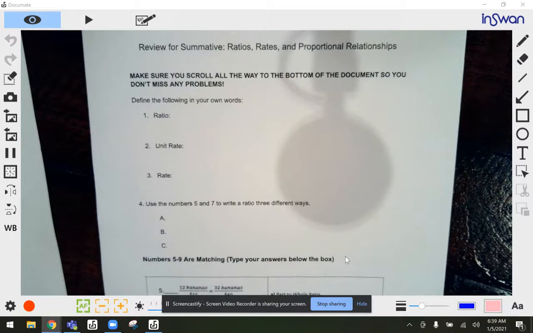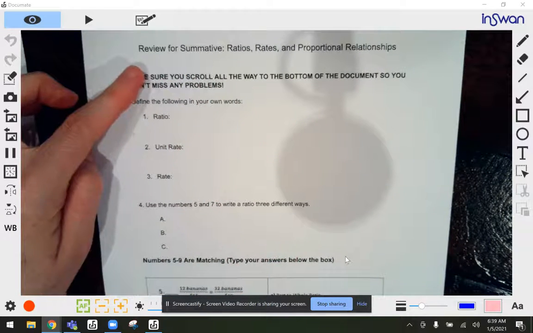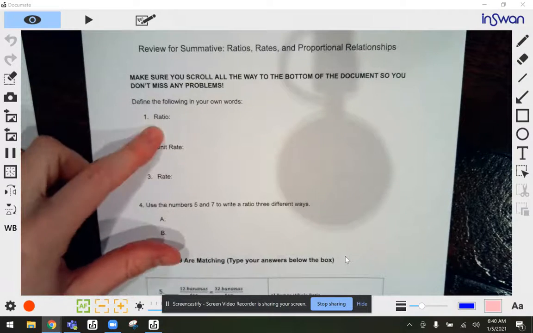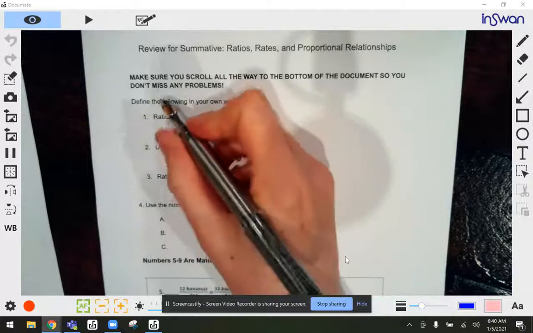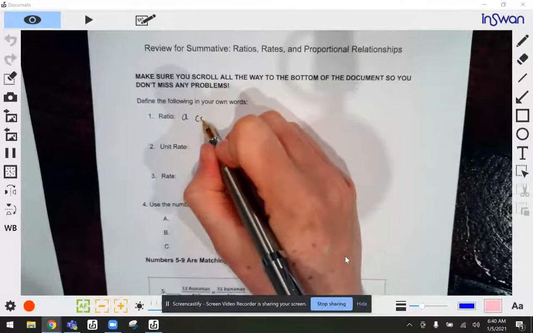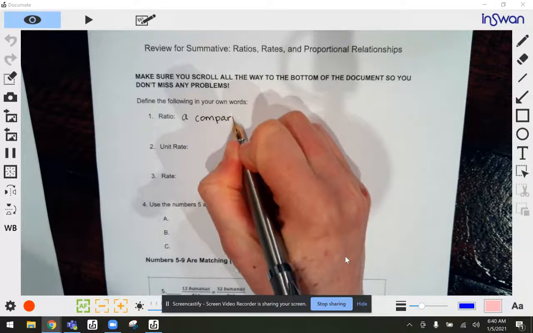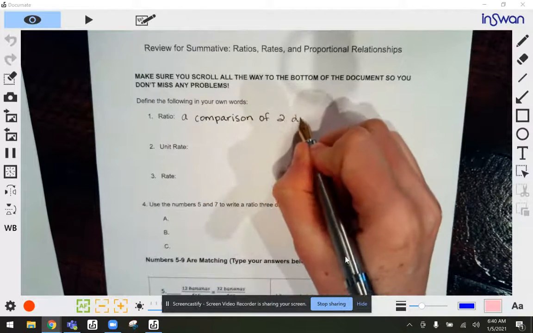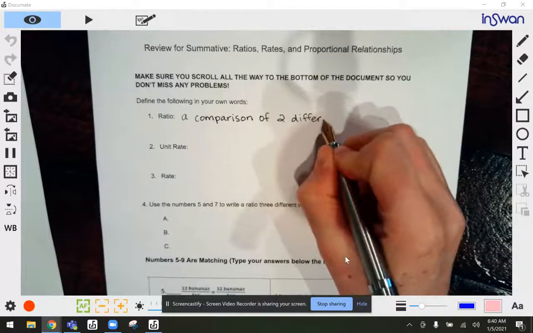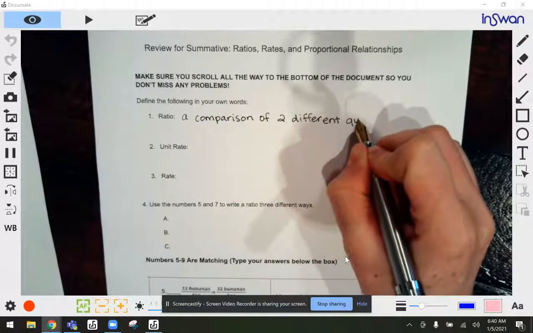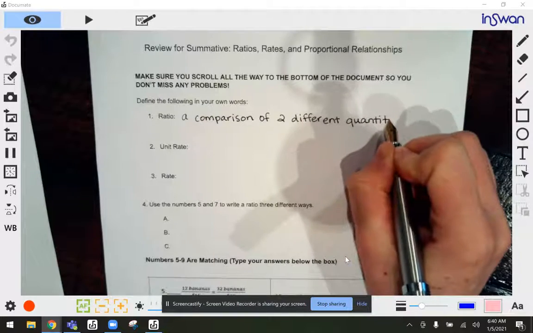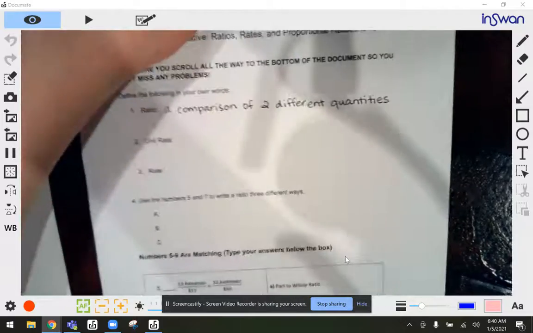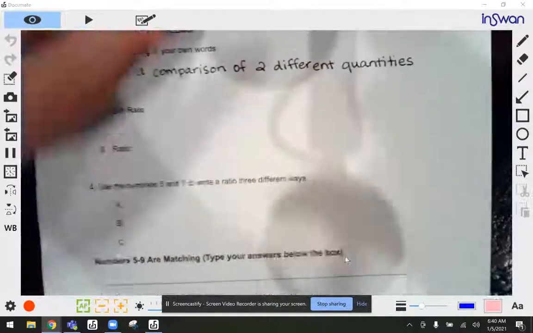Hey guys, today we're going to go over the answers to your test review to make sure that you're all ready for your test. We're starting with a few definitions. Remember, a ratio is just a comparison of two different quantities. Okay, and that's why we can simplify ratios and they'll still have the same relationship because we're comparing the two quantities.